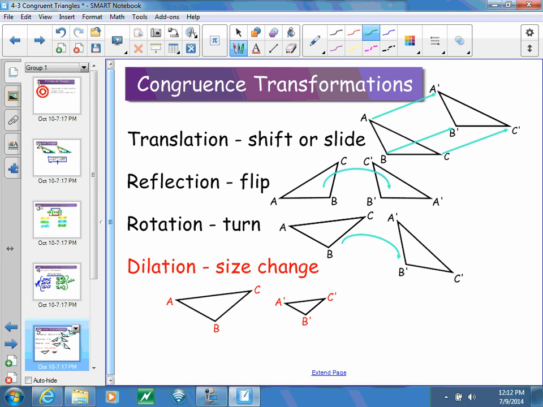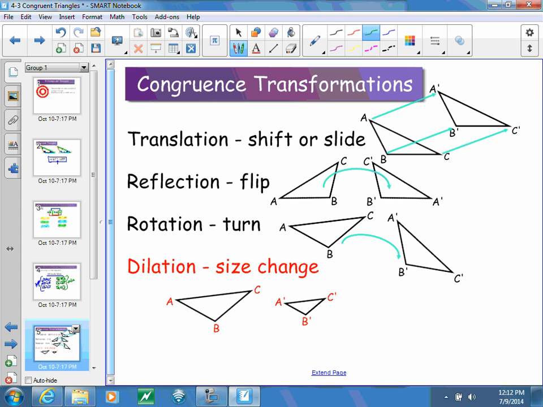If you rotate something, if you turn it and do a rotation, you're keeping the two triangles the same. And so again, they are going to be congruent. The only time that this does not hold true is if you do a dilation, which is a size change, and then the two triangles would not be congruent to each other anymore because they're going to change size. And that's when we would get into talking about similar triangles.